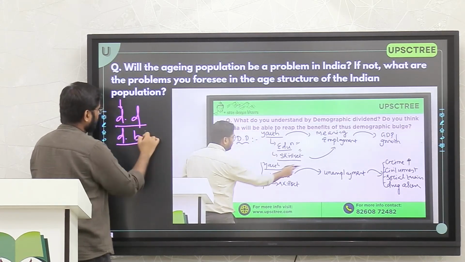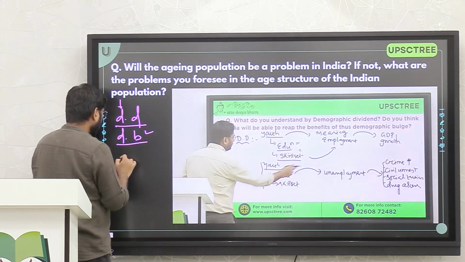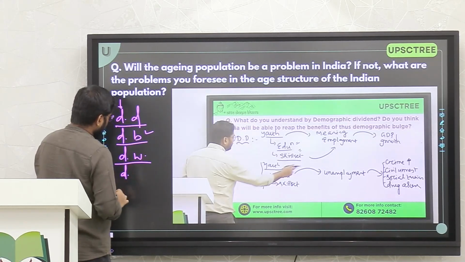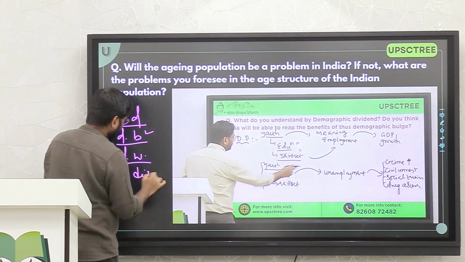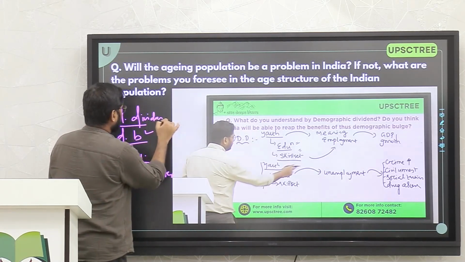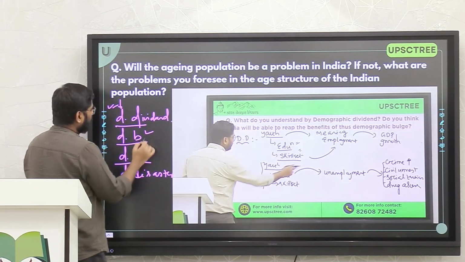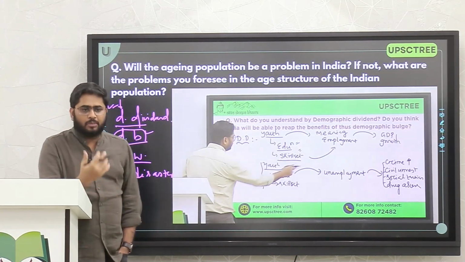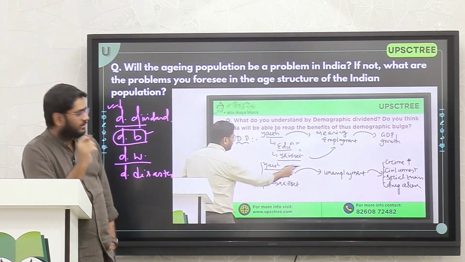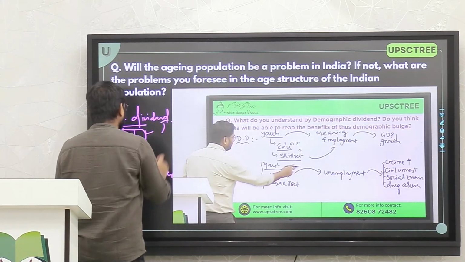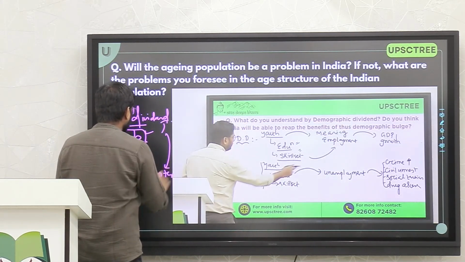okay, what the demographic window is, and what demographic disaster is. Okay. Whether the demographic bulge that India is experiencing, with the maximum number of people in workable age, will be a dividend for India or a disaster for India. That is the bigger question.